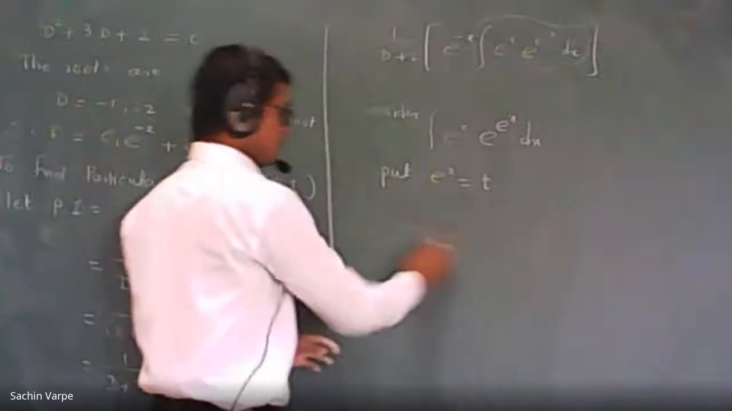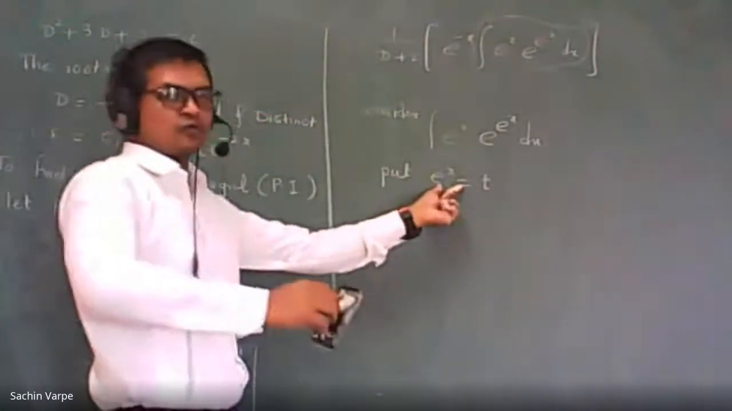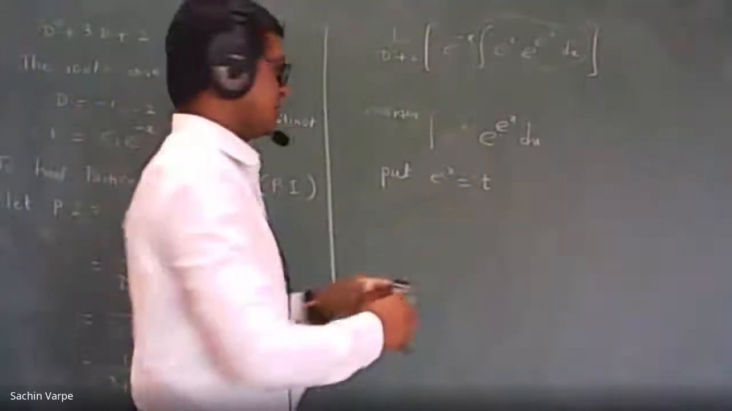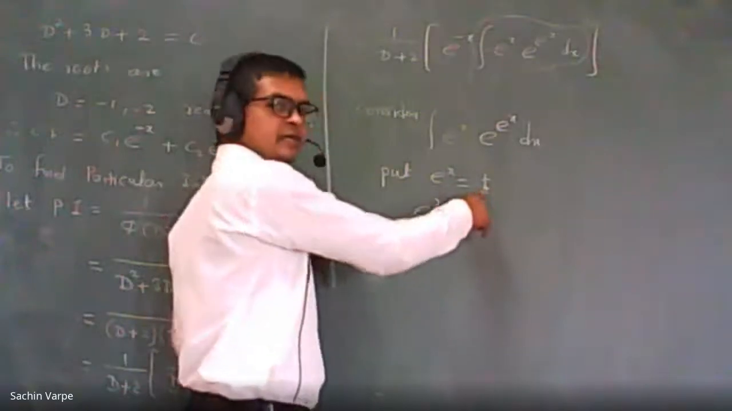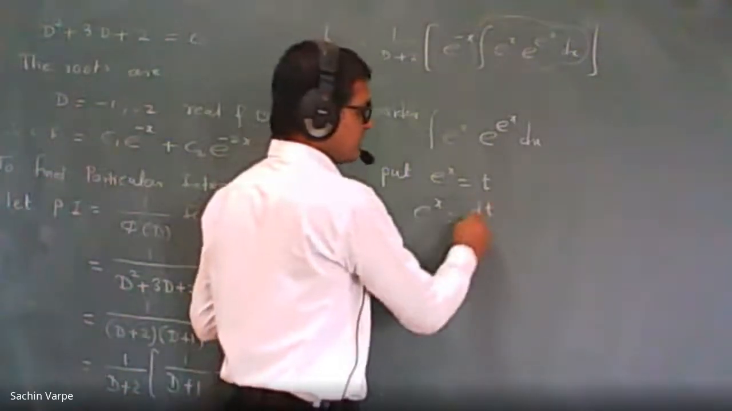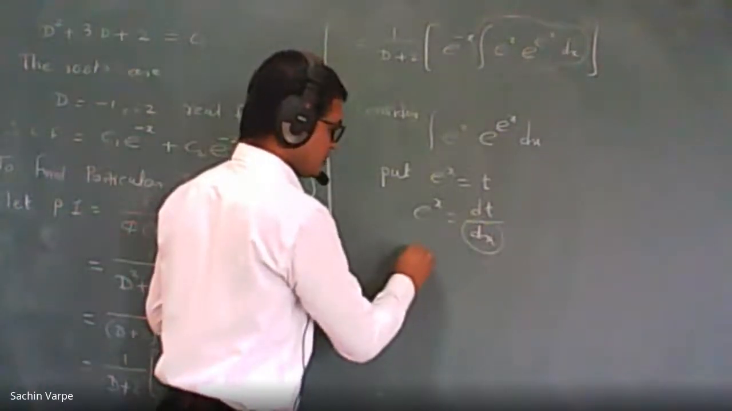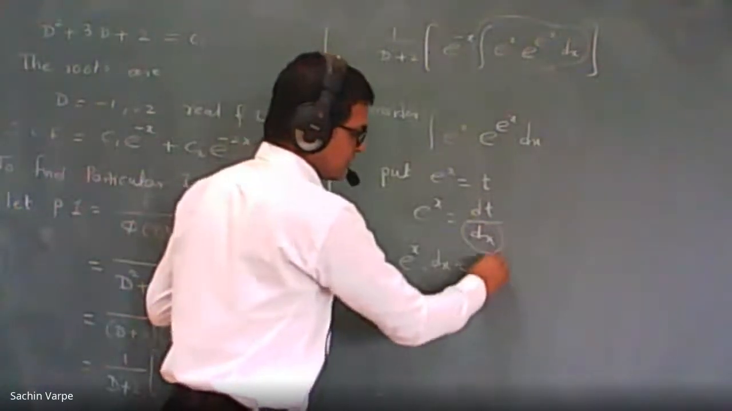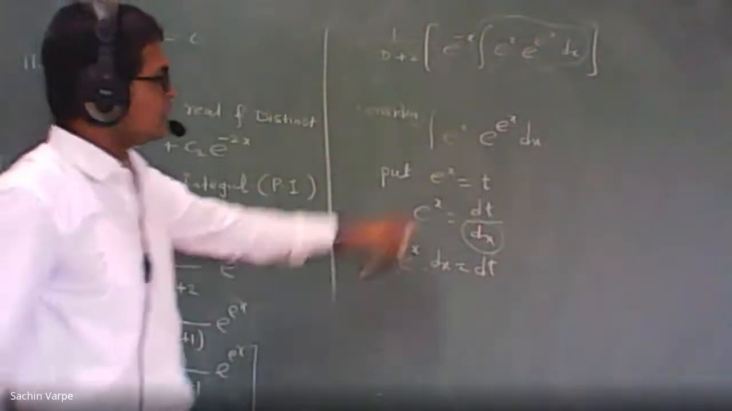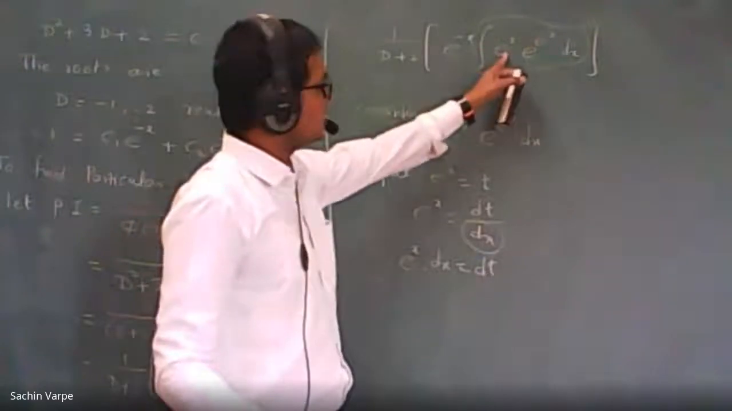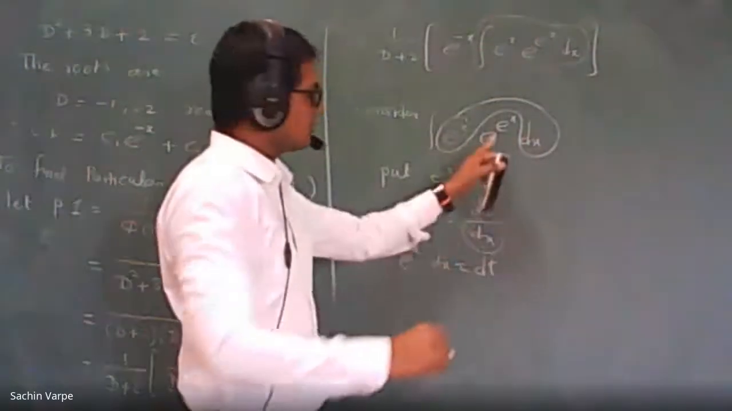Or when we differentiate this with respect to x, then what it will be? e raised to x. And the derivative of t with respect to x will be dt by dx, isn't it? So we are taking this dx to the left hand side. So e raised to x dx will be dt. All right. So e raised to x into dx will be dt, and this will be e raised to t.